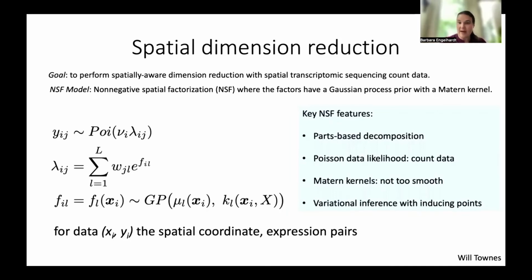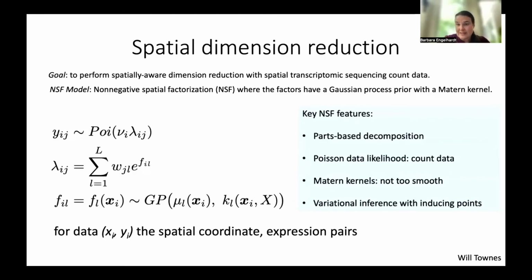Leaving them as counts, we would like to understand what patterns we see in these data. We would like to do dimension reduction on these data, going from, let's say, 10,000 genes to a handful of features, let's say 20 factors, where each of those factors represents some kind of spatially resolved pattern. I'll show you again what all this means.